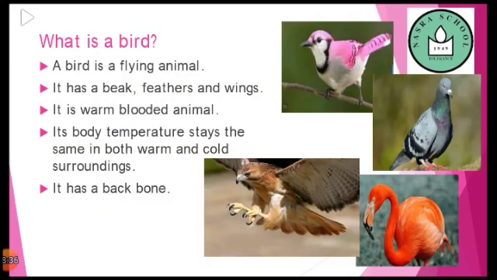Okay, now what is a bird? All of us has seen a bird, right? So a bird is a flying animal. It has a beak, feathers and wings. It is a warm-blooded animal. Its body temperature stays the same in both warm and cold surroundings. It has a backbone.